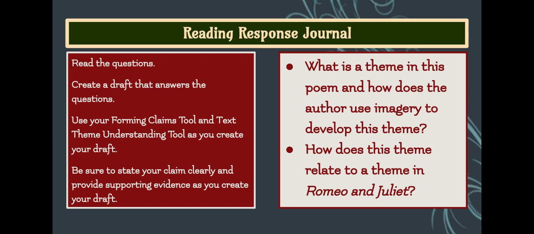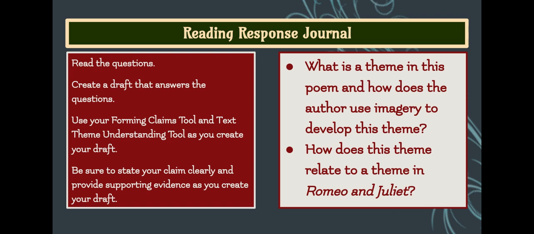Now you're going to read the questions. In your reading response journal, you will create a draft that answers the questions. You will use your forming claim tool and text theme understanding tool as you create your draft. Be sure to state your claim clearly and provide supporting evidence as you create your draft.